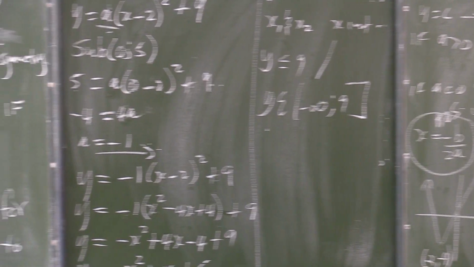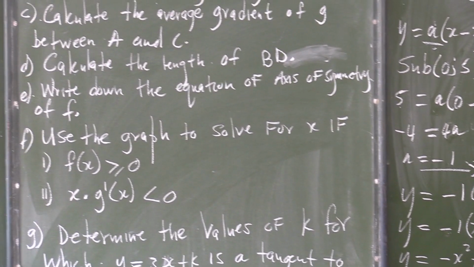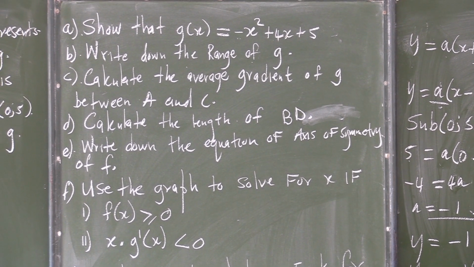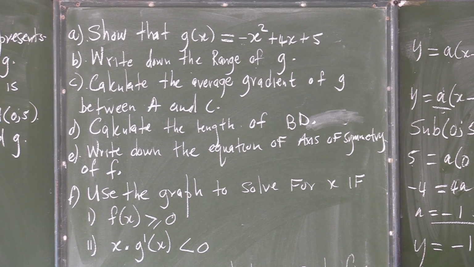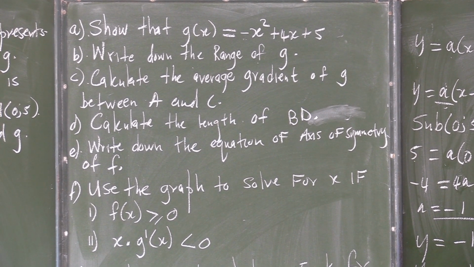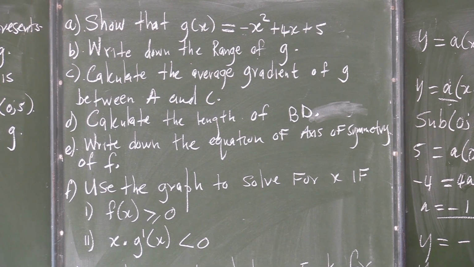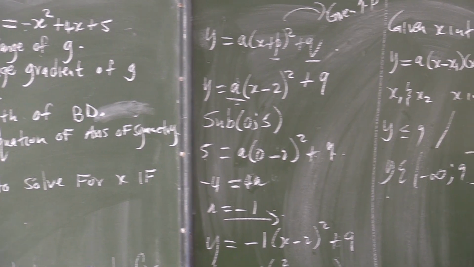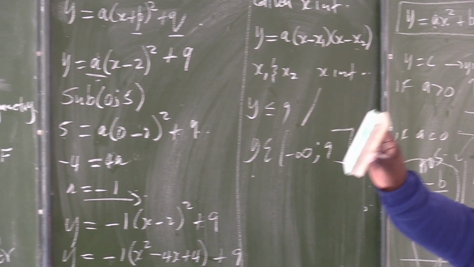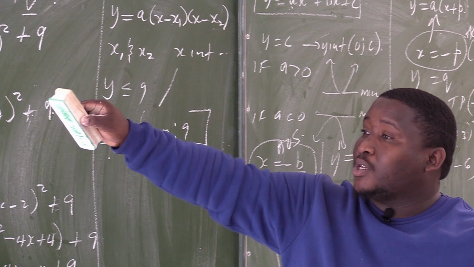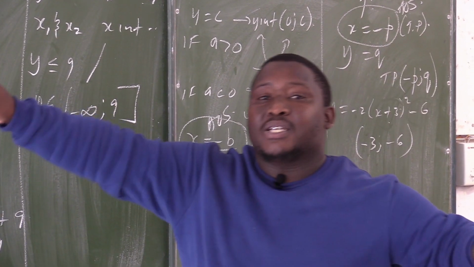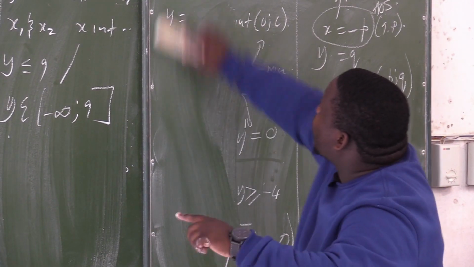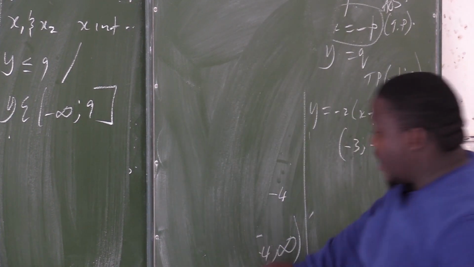Next, find the average gradient. Now, when they say find the average gradient, the reason why we call it the average gradient is because it is the gradient of a line joining 2 points in a nonlinear function. The graph is nonlinear, but we pick 2 points, then we join those 2 points, and you say, what is the average gradient between these 2 points? Here, we are still calculating the gradient.